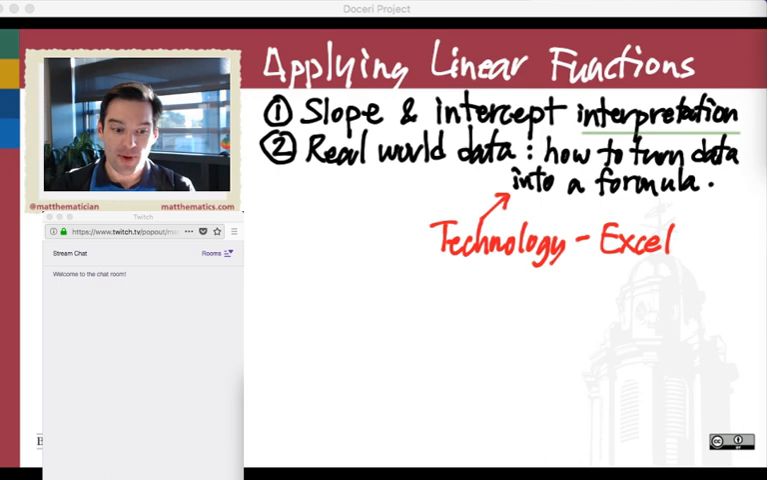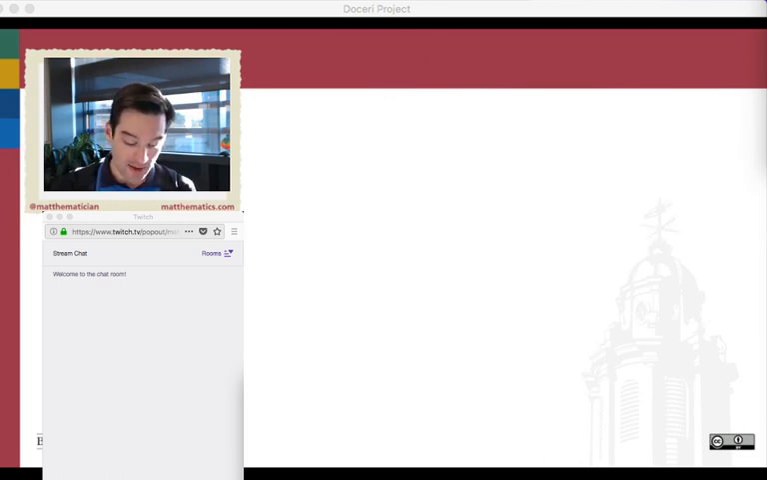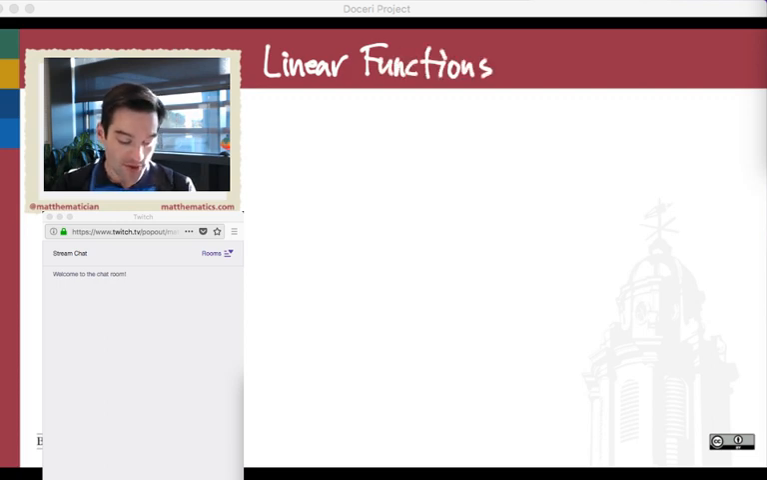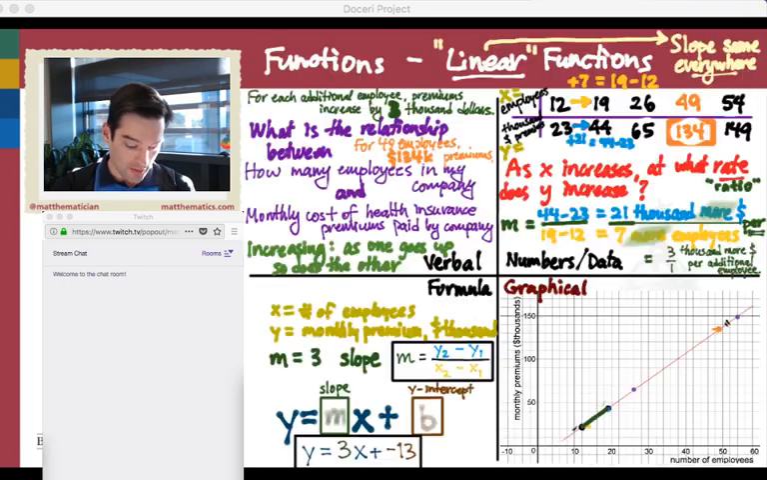So let's start by just going back and setting the table one more time with what we talked about last week. So linear functions. So actually, I'm going to take a moment and pull up the slides from the last streaming session that we had. We'll use this as our sort of a recall of what we did before.